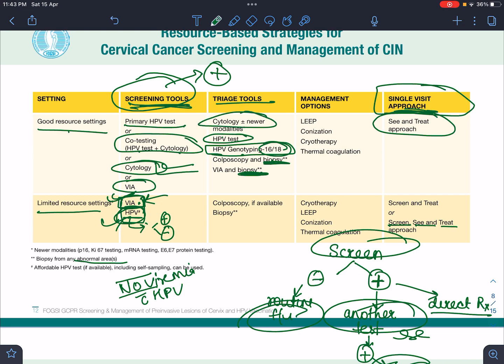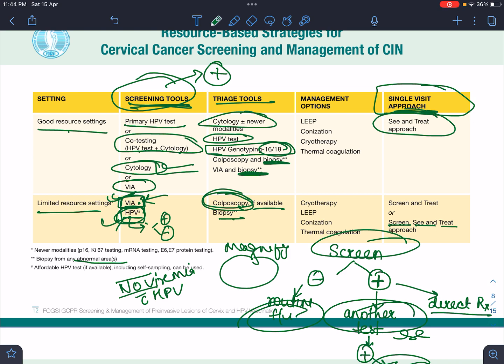And in limited resource setting, you directly do colposcopy. If available, biopsy. Colposcopy is nothing, it's just magnification. You're just magnifying the cervix. Imagine taking a magnifying glass and seeing the cervix. It's like that only. You are better able to differentiate if the transformation zone is type 1, type 2, type 3, whether it's fully out or not, if there are any abnormal vessels or not, like that. So that you can do.